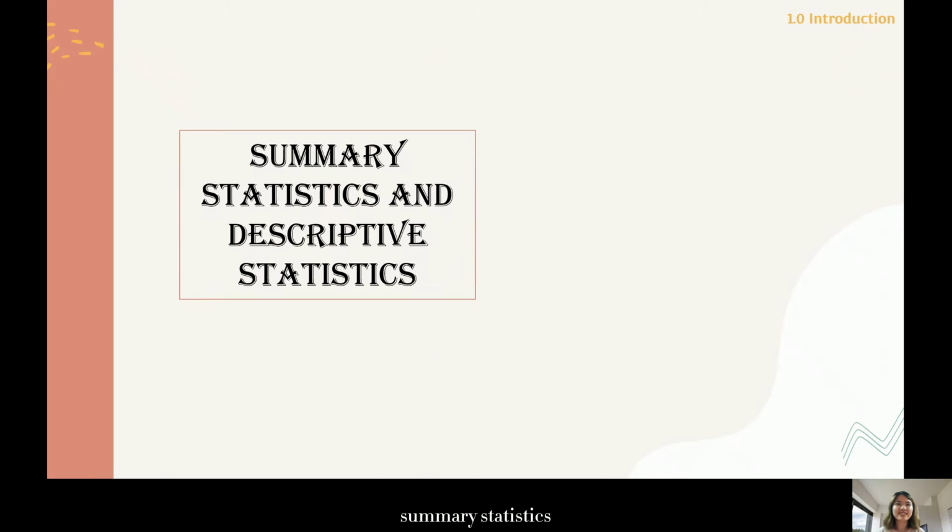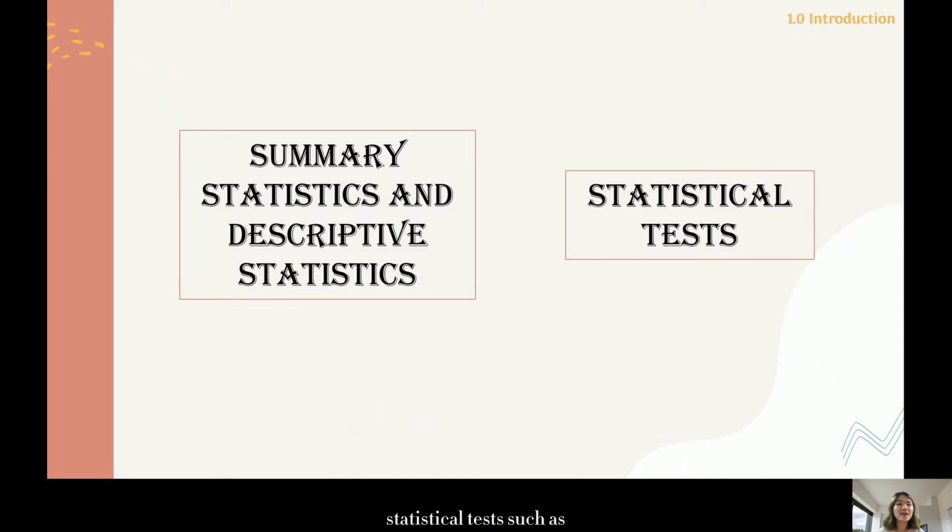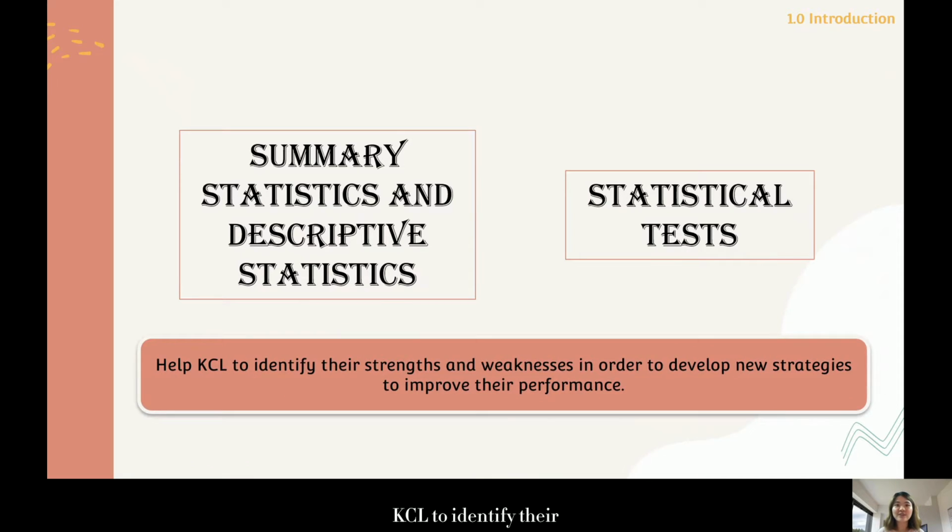We have used summary statistic and descriptive statistic to study the background of the respondents, such as gender of baby, mother's age, mother's marital status, employment status, household annual income, and their education level to investigate the market segments. Besides that, we have used some statistical tests such as Mann-Whitney test, Kruskal-Wallis test, Chi-Square test, and Wilcoxon rank sum test to carry out our case study. By this case study, we hope to help KCL to identify their strengths and weaknesses in order to develop new strategies to improve their performance.